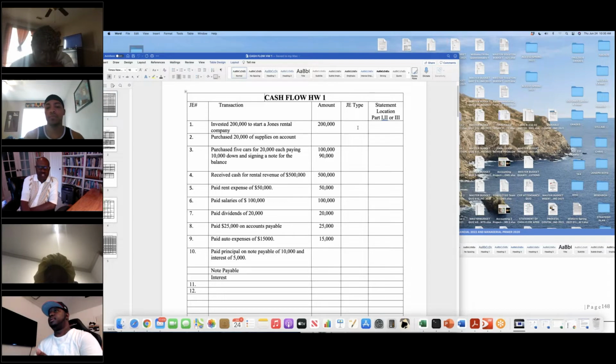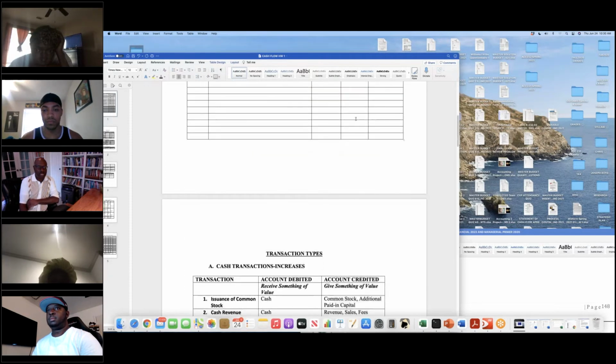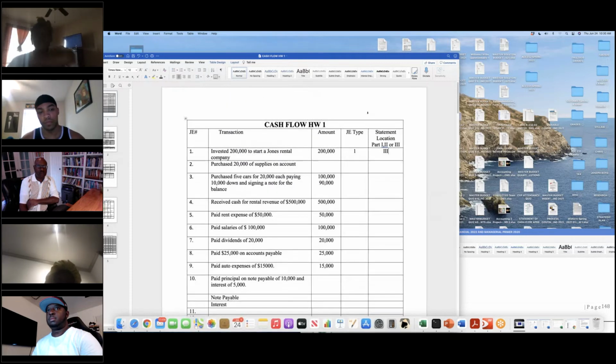So we said for each transaction, we're going to say, okay, what's the journal entry type? So when we invest money into the business, what type is that? 1. That's a 1. What part of the statement is it going in? 1, 2, or 3? 3. It's going to go in 3. So we're going to take the 200,000.